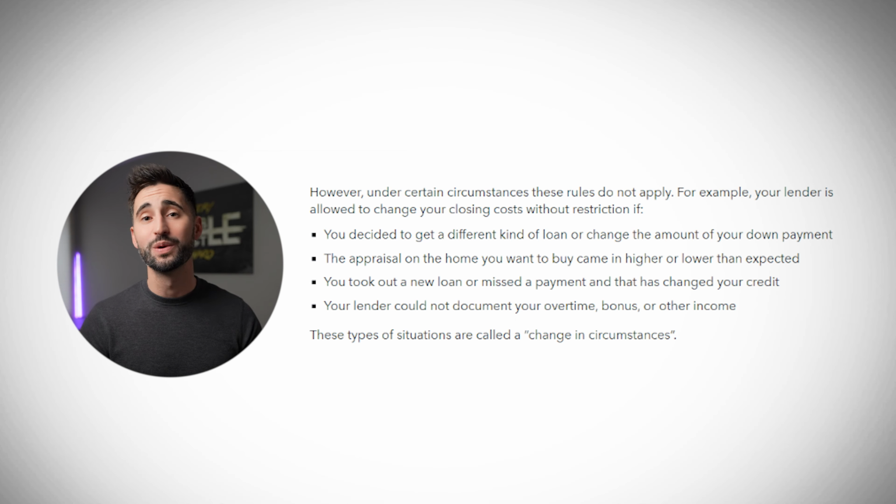Now, if you remember to the beginning of the video, I said that there are certain costs on a loan estimate that cannot increase. There are certain costs that can only increase by 10%, and there's some costs that can increase by any amount. Now, this is true, and we're going to get into it, but there is a rule that trumps all of this. So if any of the following happens on your loan, it will result in something called a change of circumstance, and these rules go out the window. So assuming there was no change of circumstance, here's the cost that can increase by any amount.